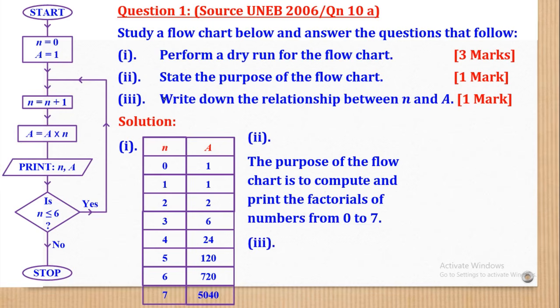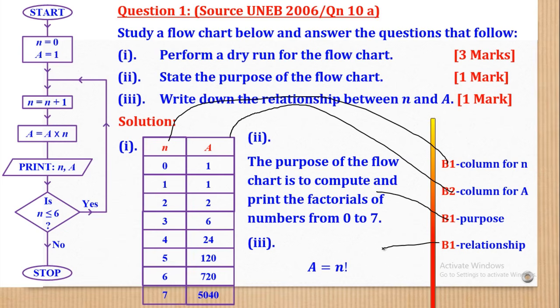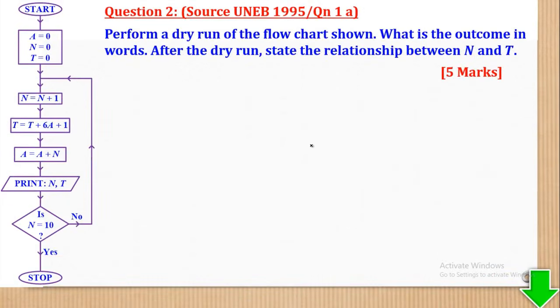Then the Roman 3, they want the relationship between n and a. So you come here and say that a is equal to n factorial. So B1 for the column of n, B2, so 2 marks will be for generating this column of a, B1 for the purpose, B1 for the relationship. So that was question 1.